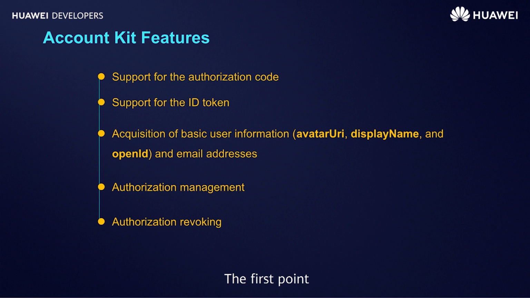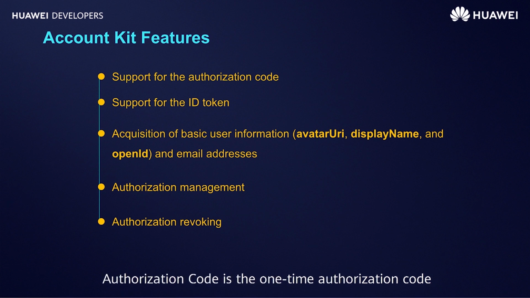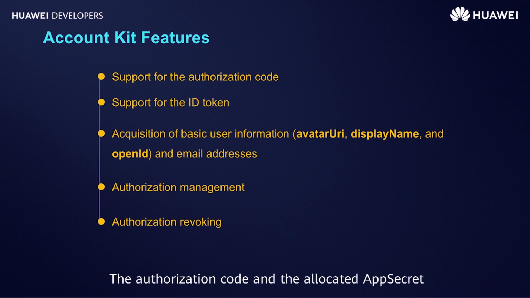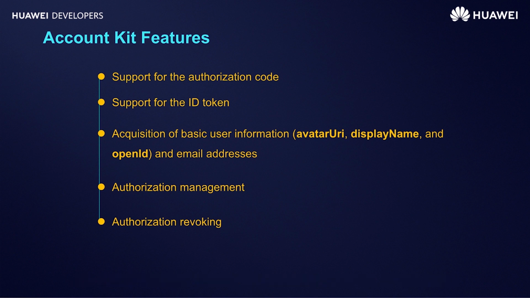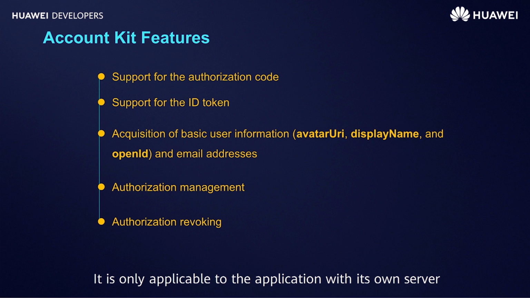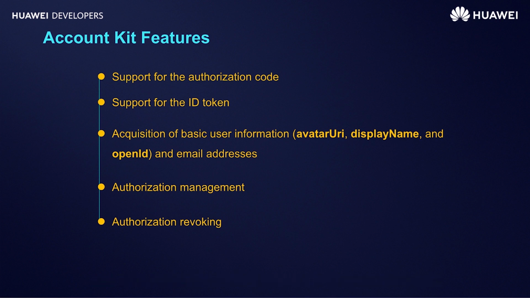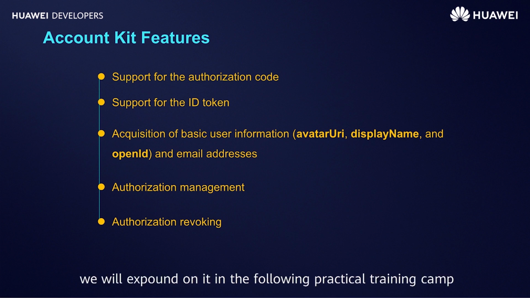The first point, the mode of authorization code. We will firstly explain what is authorization code. Authorization code is the one-time authorization code. The authorization code and the allocated app secret are mainly used for identity authorization on the OAuth server. The mode of authorization code is a temporary authorization build mode. It is only applicable to the application with its own server. For the concrete content, we will expand on it in the following practical training camp.